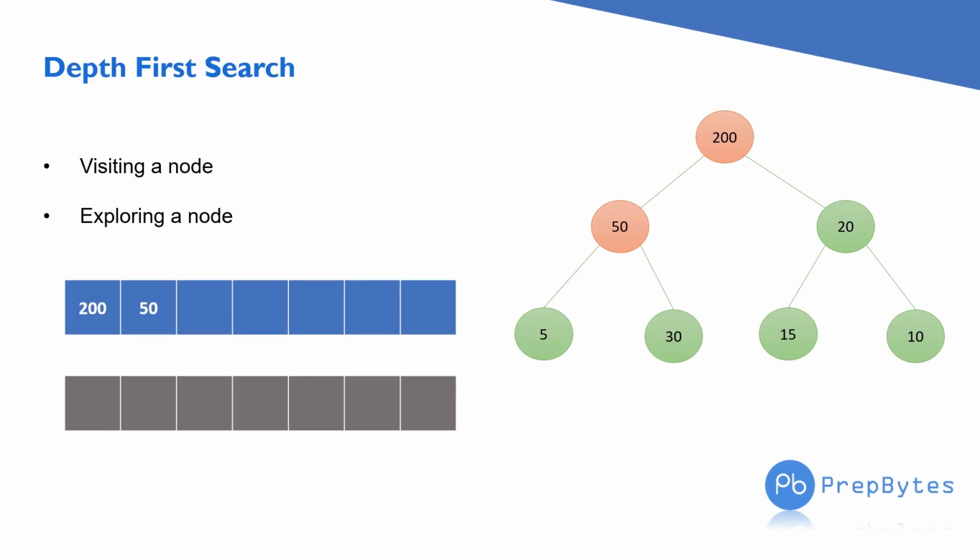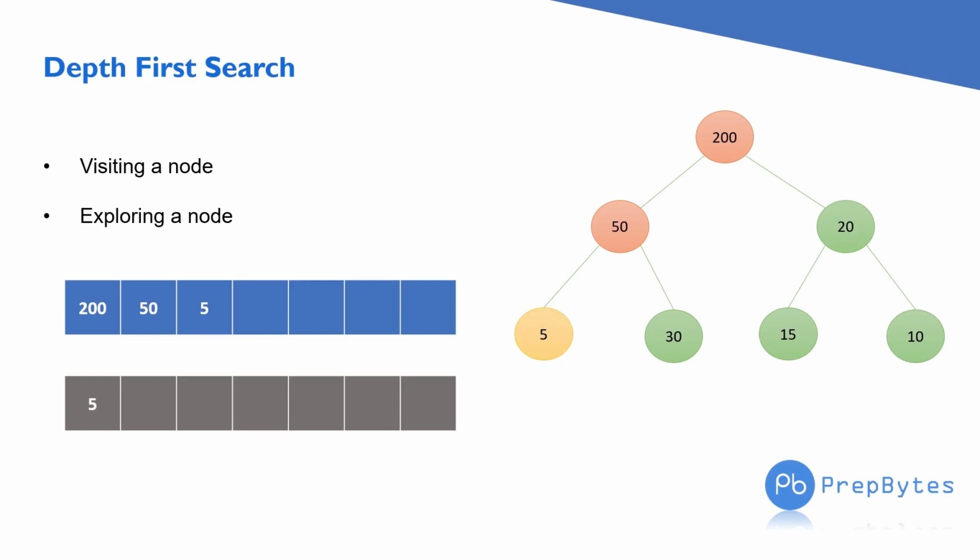After that, 50 also has two choices. Either it can go to 5 or it can go to 30. For example, we are taking 5, so it visits 5. So 200, 50 and 5 are printed. Next, is there any neighbor of 5? No, there are no neighbors of 5 except 50, which is already visited. So 5 becomes explored. Fine.